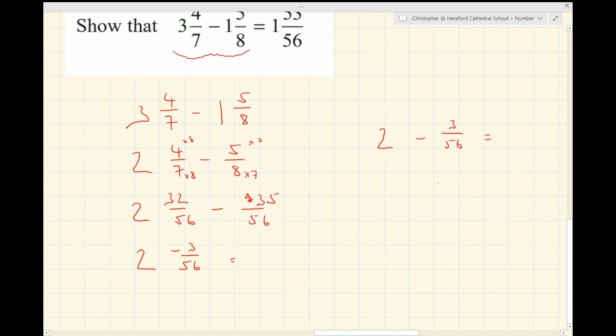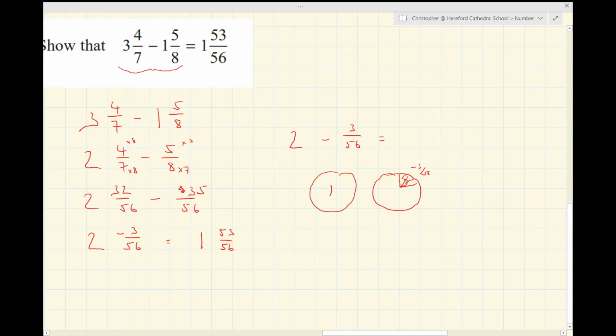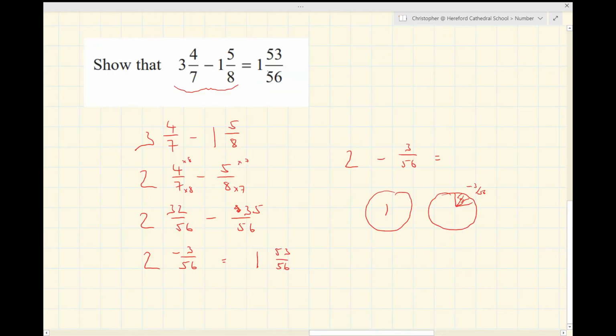Imagine having 2 cakes. Here they are, 1, 2, and we're going to subtract away 3/56. 1, 2, 3. So we're going to subtract away those. So what would I have left? Well, I'll obviously still have 1 cake. And on the second cake here, I had 56/56, and I've taken away 3/56. So I'm going to have 53/56 left. Okay, so there's my answer. Now let's just check the question. The question says, show that the left-hand side equals 1 and 53/56. And look at that. That's what I've got. So that is how to subtract mixed numbers.